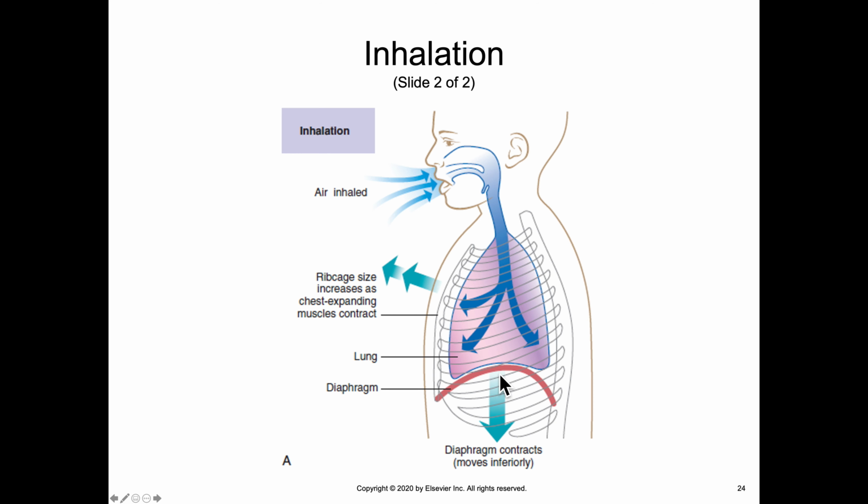Here you can see the diaphragm contracts, it moves down. It's going to go from this dome shape to a more flattened shape. As it does that, the rib cage size increases, the chest expands, and because we're increasing the volume, we're decreasing our pressure. So we're increasing the size, which increases the thoracic volume. If you increase the space, you're going to decrease the pressure.